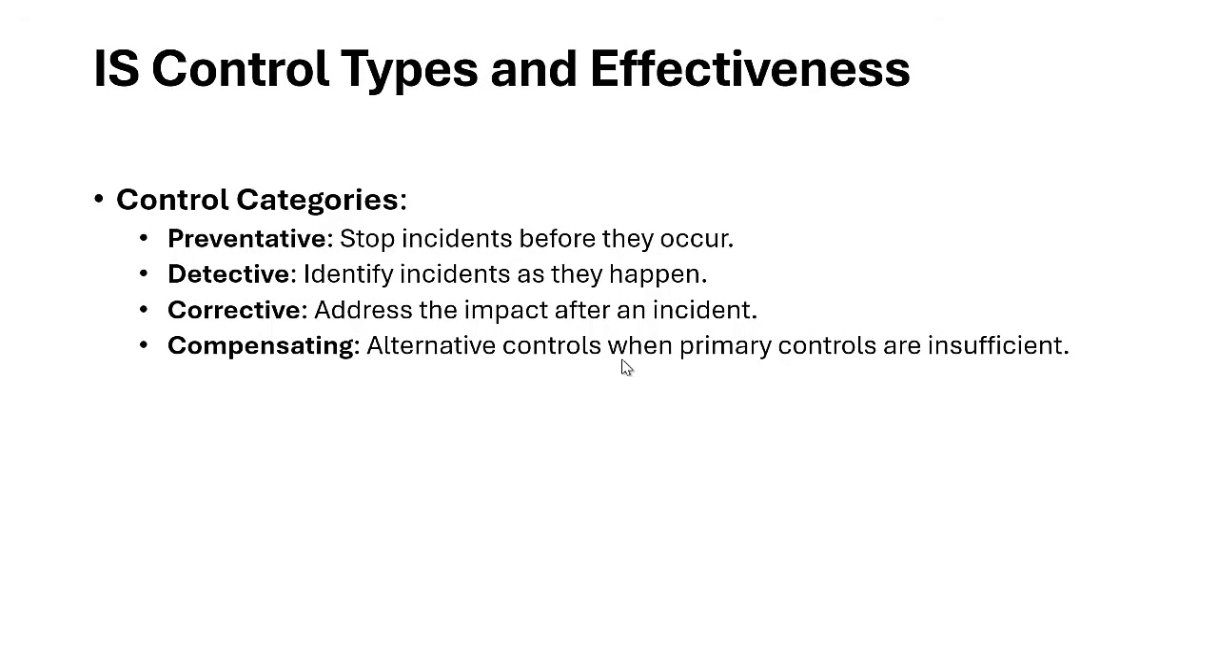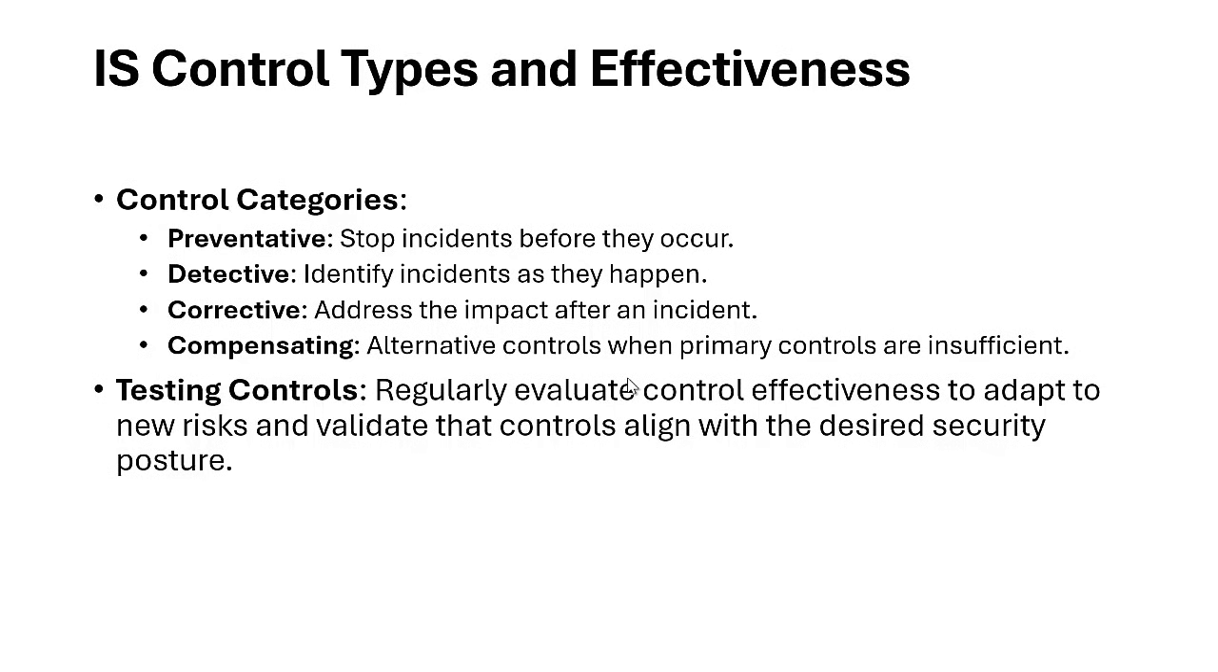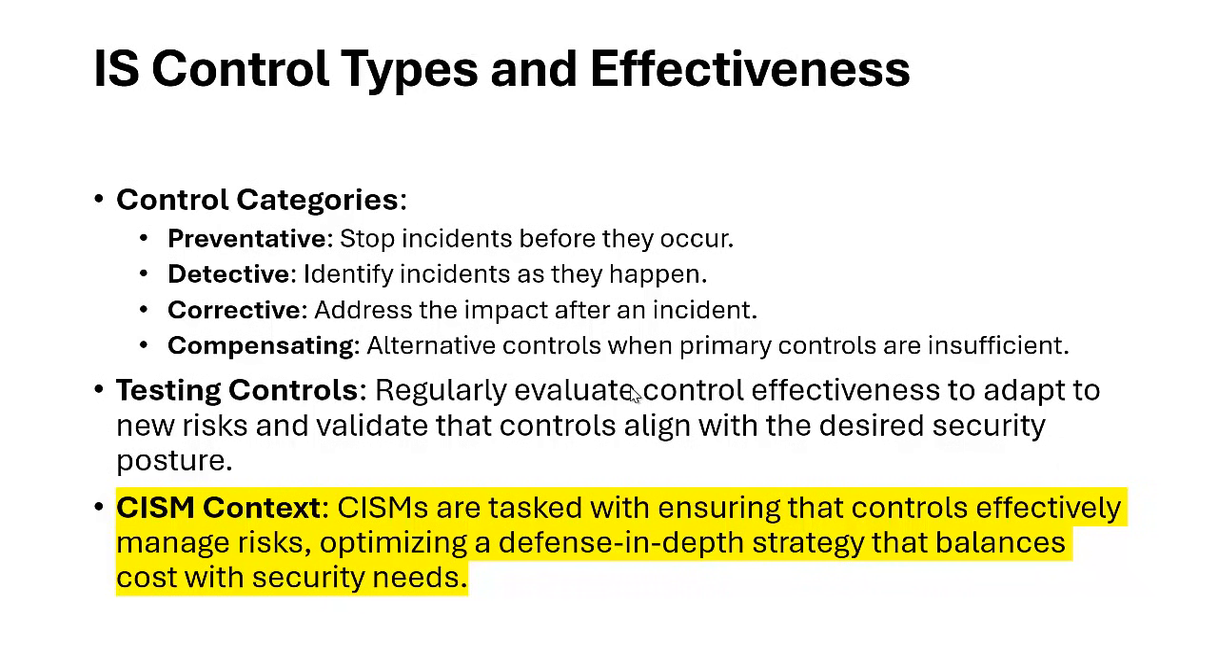That's something we assess with the help of VAPT. So the ultimate goal of doing VAPT testing is to check the control effectiveness. So any question talking about the ultimate goal of testing, the ultimate goal of VAPT, the answer is demonstrating the effectiveness of the control. If I'm saying the firewall is effective, by doing a VAPT, we are assessing the firewall's effectiveness. So we regularly evaluate control effectiveness to adapt to new risk and validate that the controls are aligned with the desired security posture. And by VAPT, we do that. So CISM has a task to ensure the controls effectively manage the risk. Okay, optimize the defense in depth strategy, and that actually balances the cost with security need.